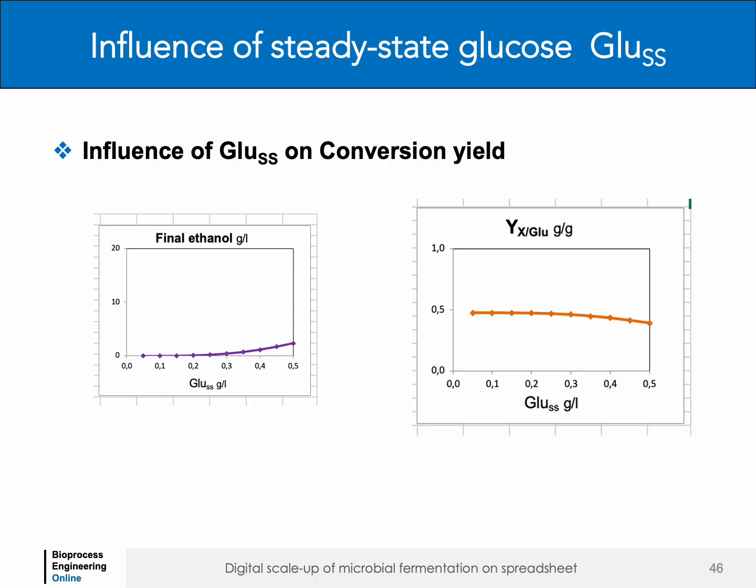The same simulations show that the final ethanol concentration increases with increasing steady-state glucose concentration, GLU-SS. As a consequence, the glucose-to-biomass conversion yield Yx over GLU decreases as GLU-SS increases. The highest conversion yield, approximately 0.48 grams biomass per gram glucose, is obtained at low GLU-SS values below 0.2 grams per liter.